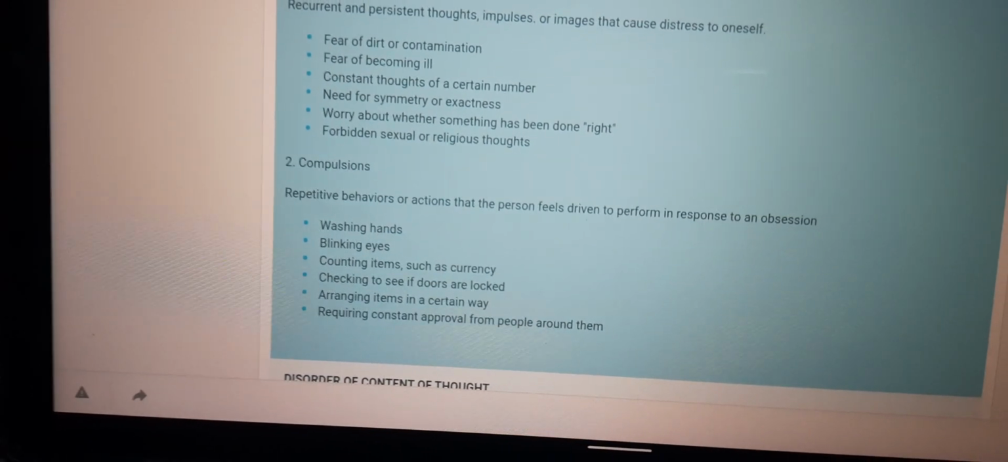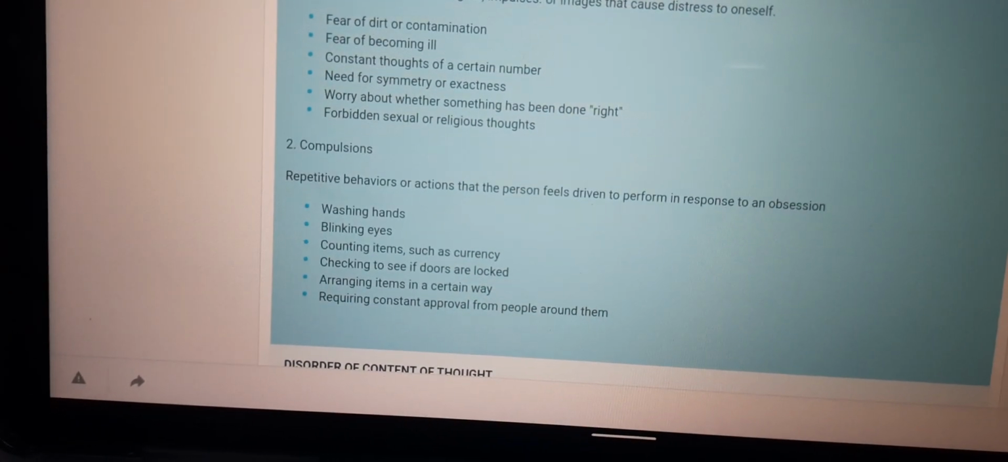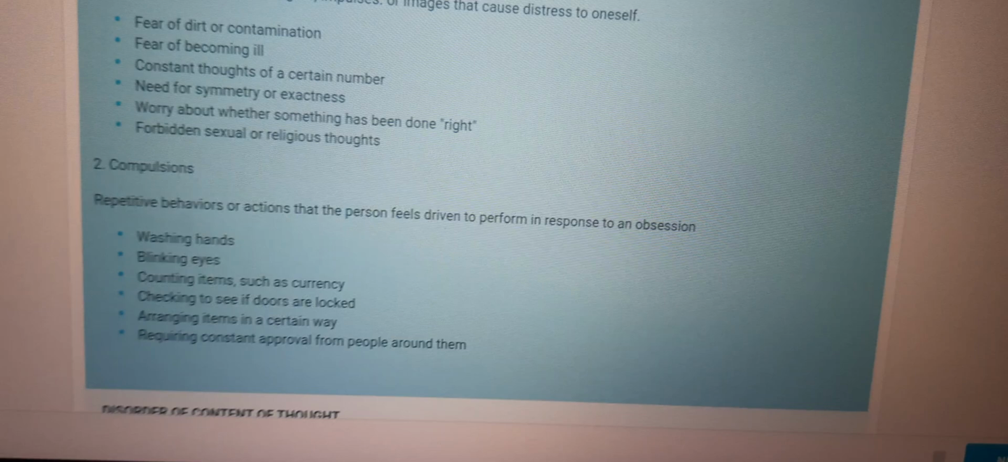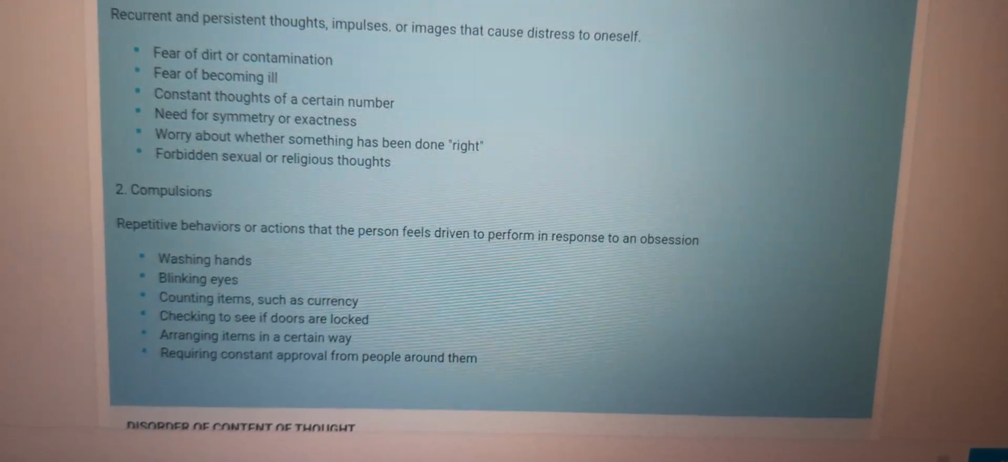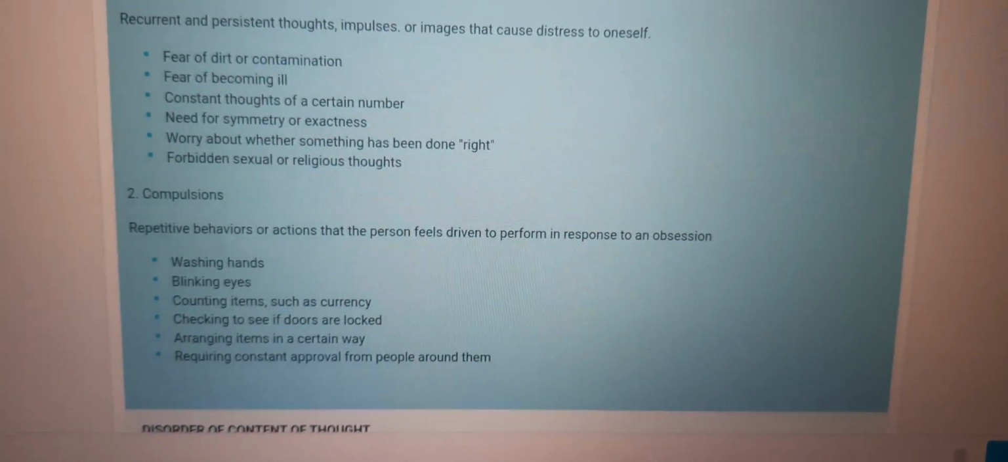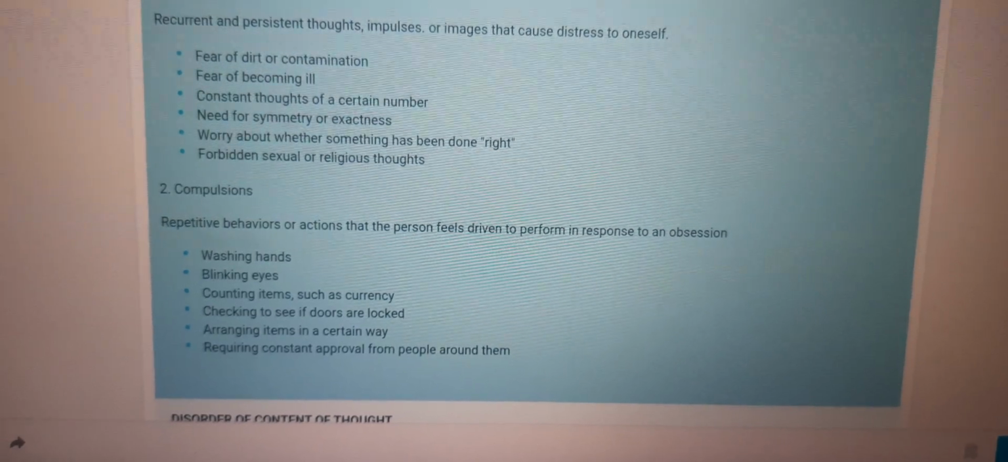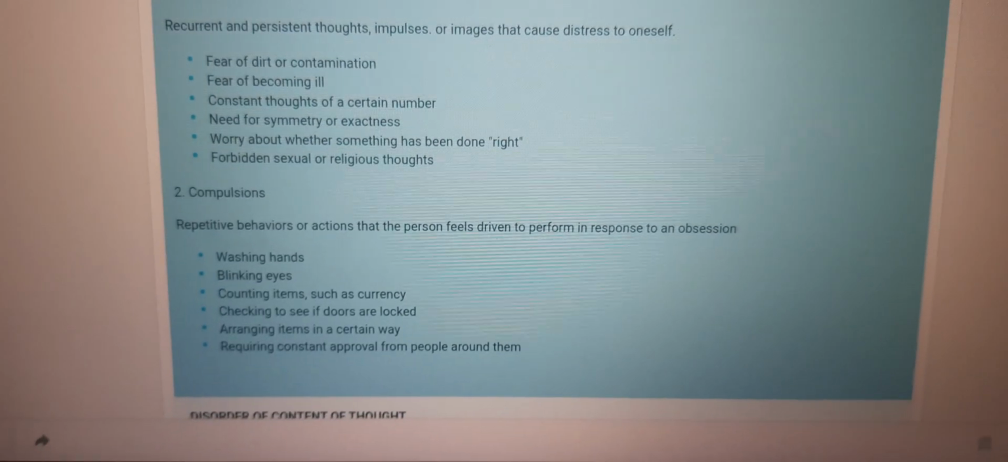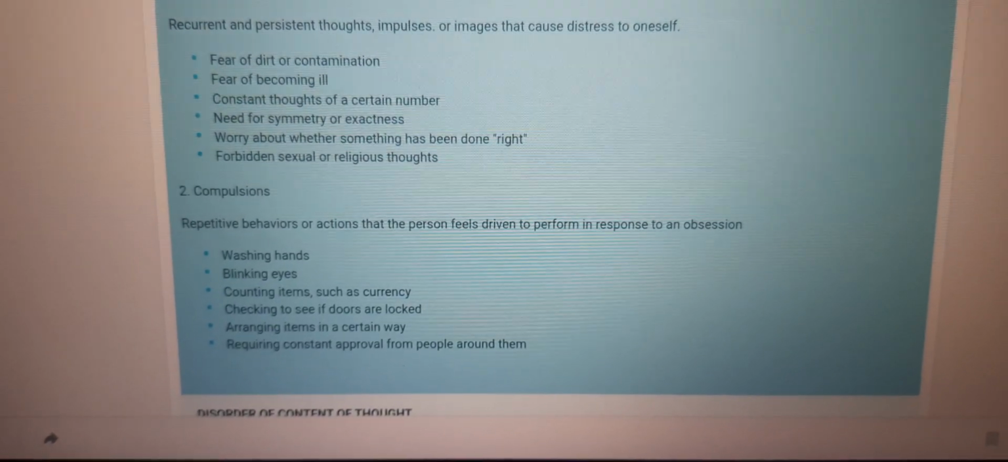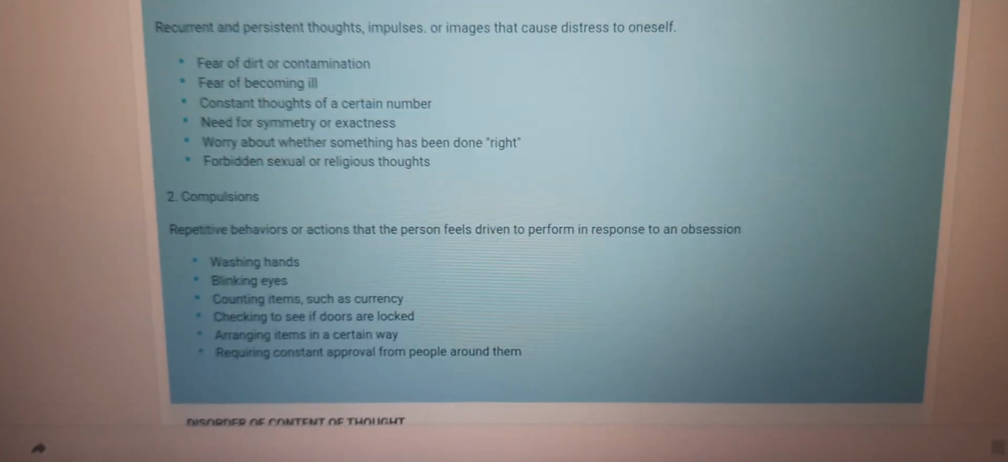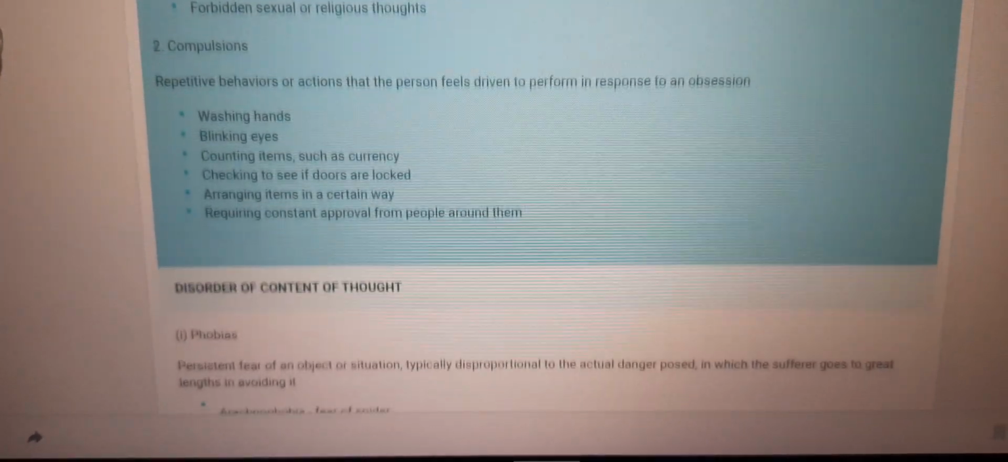What comes under compulsions? First of all, what is compulsion? That is repeated behavior or actions that the person feels driven to perform in response to an obsession. That is washing hands, blinking eyes, counting items such as currency, checking to see if doors are locked, arranging items in a certain way, requiring constant approval from people around them.